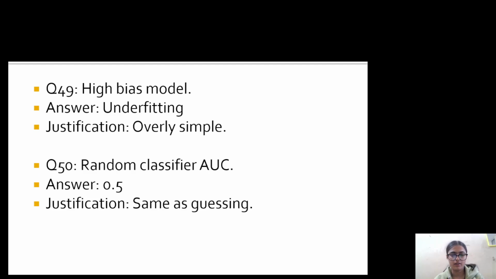And the next and last one is the AUC value for a random classifier. The AUC value for a random classifier is 0.5. That means the classifier is no better than random guessing, like flipping a coin. Good models have an AUC closer to 1.